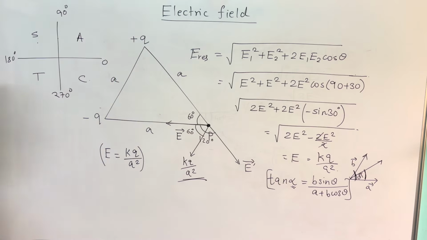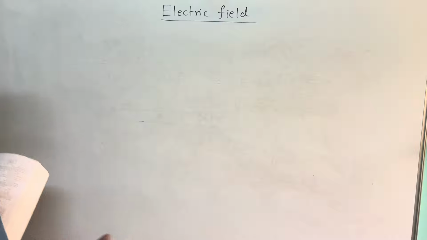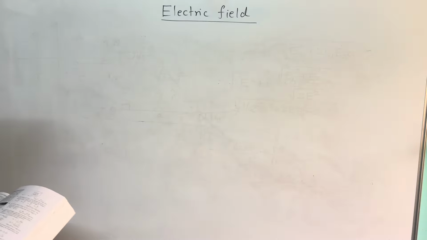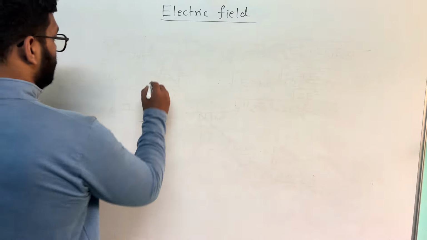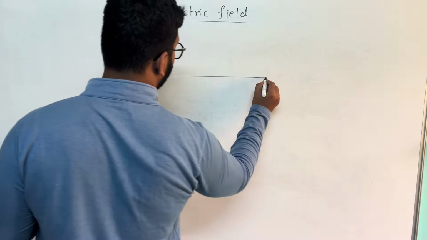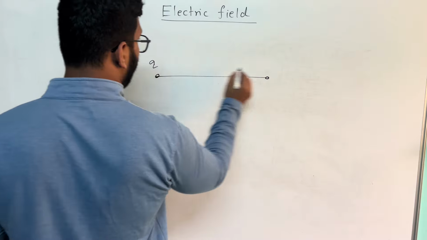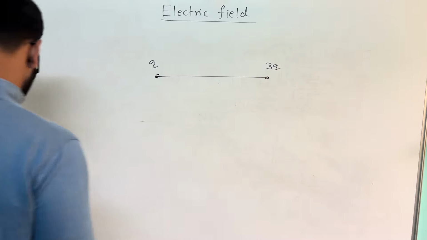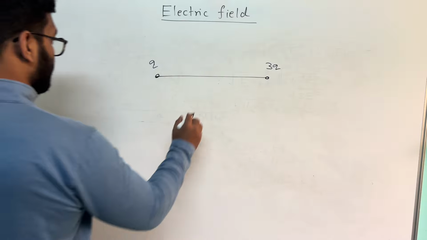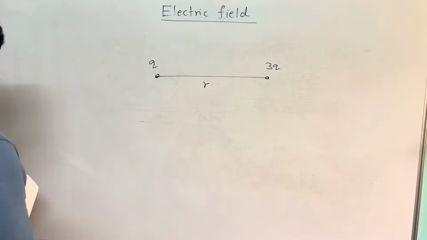Okay, now let's look at the next question. This was asked in JEE Mains 2024. We have two charges. One is q and another is 3q, right? There are two charges q and 3q. They are separated by a distance r in the air.